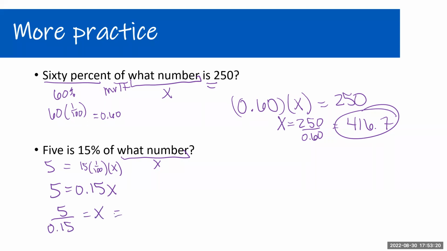If we put that into our calculator, we are going to get 33.3 rounded. And that makes sense. 15% of 33.3. Yeah, that would make sense that 5 would be there. That's a reasonable answer.